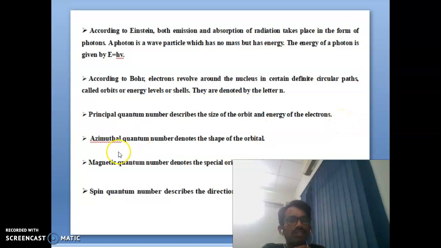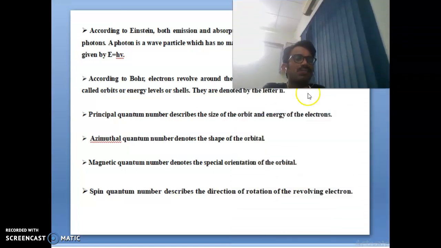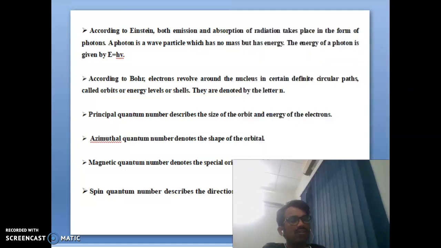And what about the azimuthal quantum number? The azimuthal quantum number describes the shape of the orbital. It will be discussed later. The azimuthal quantum number is the shape of the orbital. Next one, the magnetic quantum number. It describes the spatial orientation of the orbital. Next, the spin quantum number describes the direction of rotation of the revolving electrons.